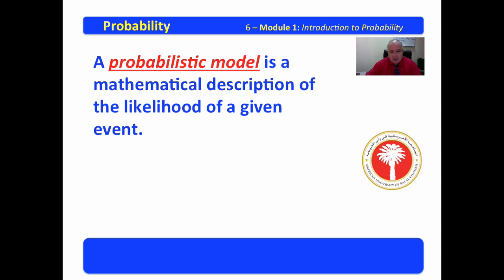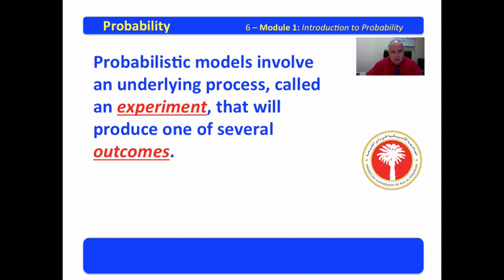Up to now, we've been looking at the language of probability, examining sets and descriptions of sets and so forth. We begin this with the idea of a probabilistic model. A probabilistic model is a mathematical description of the likelihood of a given event. It is a plan by which we are able to arrive at the likelihood of a given event. That is a probabilistic model.